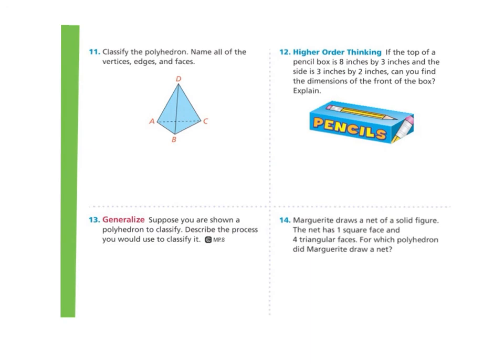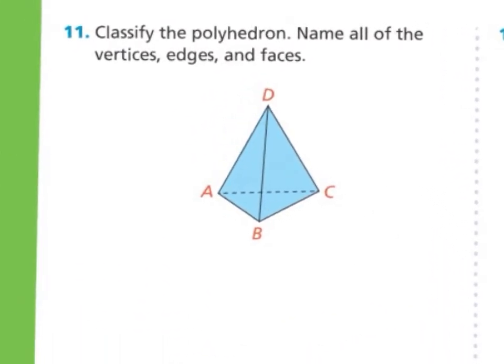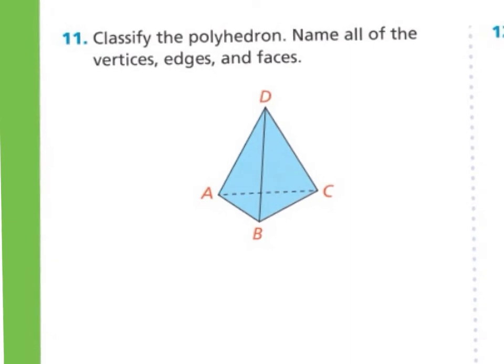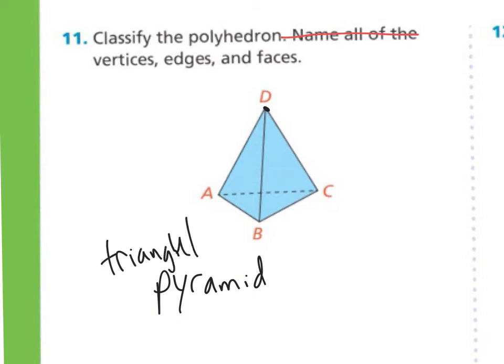Number 11, they want us to classify this polyhedron and name all of the faces, edges, and vertices. We're actually not going to name all of them, but we're going to tell how many vertices, edges, and faces we have. First of all, notice it goes to a point, so it is a pyramid. Straight down from that, we have a triangle, so this would be a triangular pyramid. Vertices would be the corners. Everywhere that there's a letter, we have a corner. So there are 4 vertices.